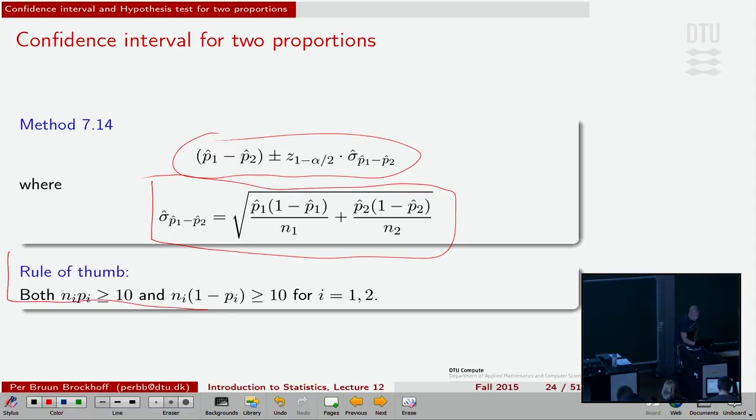Rule of thumb now is a bit more loose in the sense that now it's not 15, but it's 10 that makes this be okay. Rule of thumb.